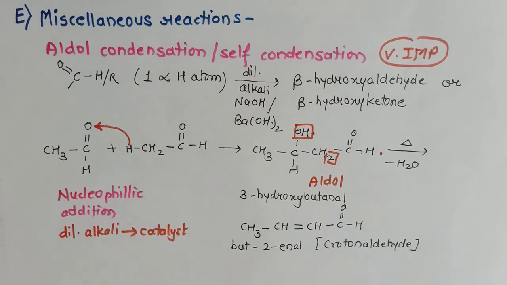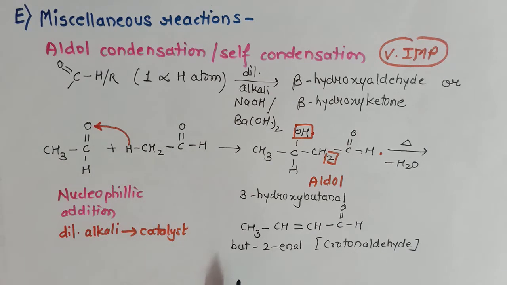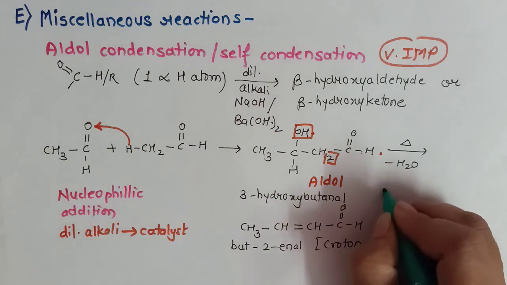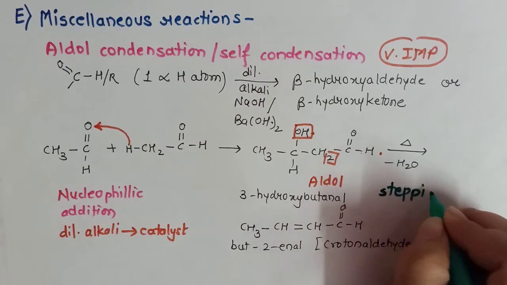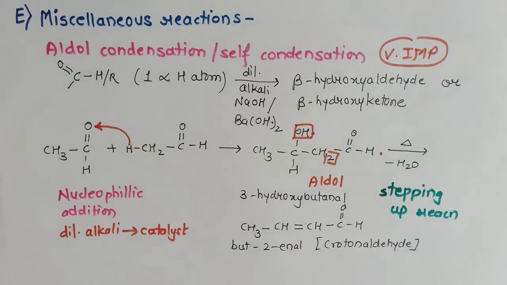You must have noted one more thing, that we have started with ethanal and in the product we have got butenal, that is, the number of carbon atoms is increased, and therefore we can also call aldol condensation a stepping up reaction. So in the word problems, when it is given that the product obtained contains two carbon atoms more than the parent hydrocarbon, or I'll say parent carbonyl compound, then it must click in your mind that it is an aldol condensation reaction. I hope you have understood the mechanism.